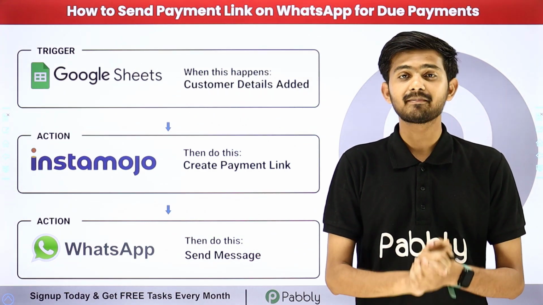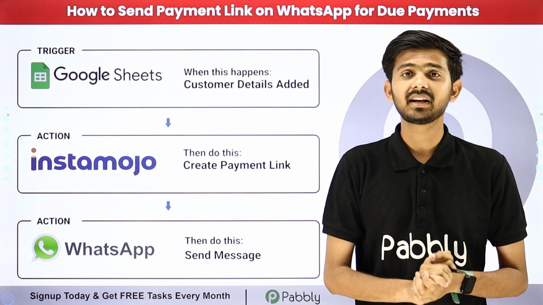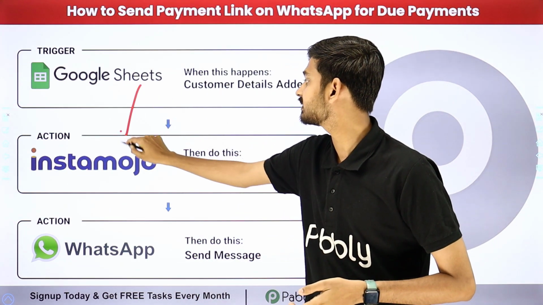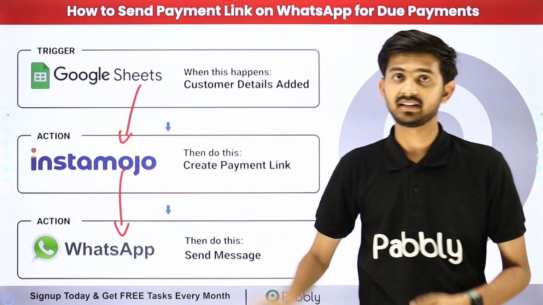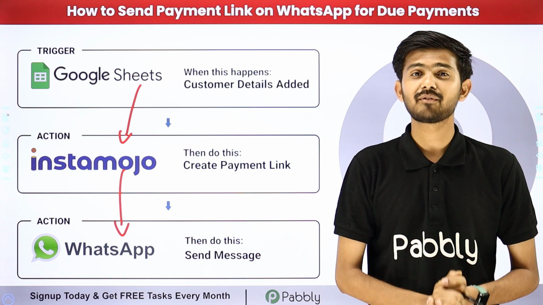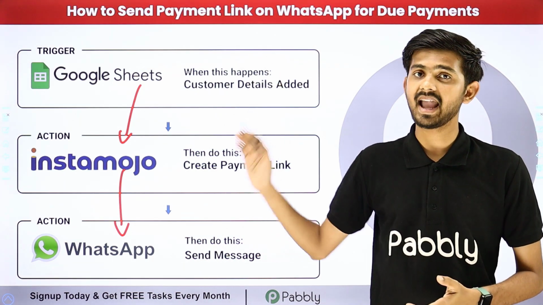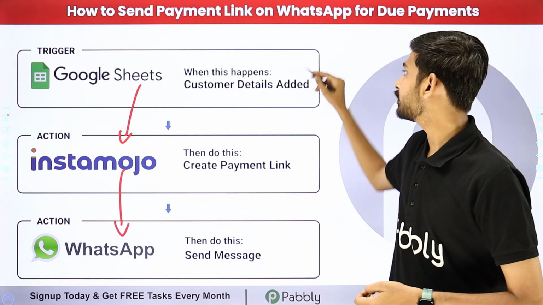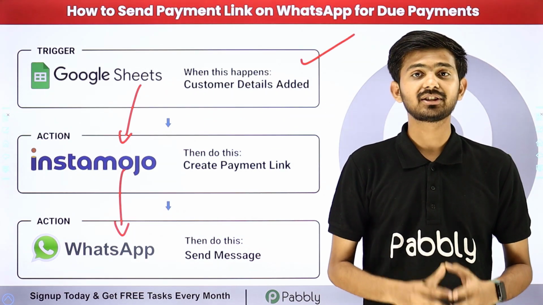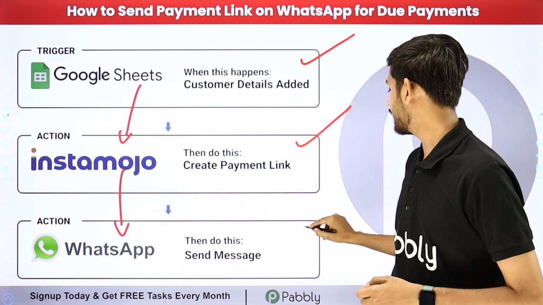For sending the WhatsApp message, I'm going to use WhatsApp Cloud API, and for my objective, I have to build a simple connection between Google Sheets, Instamojo and WhatsApp Cloud API. For building this connection, I'm going to use Pabbly Connect, which is an amazing software for automation and integration. In Pabbly Connect, I have to use trigger and actions. In the trigger application, I'm going to use Google Sheets. In the action applications, first I'm going to use Instamojo, and after that, WhatsApp Cloud API.